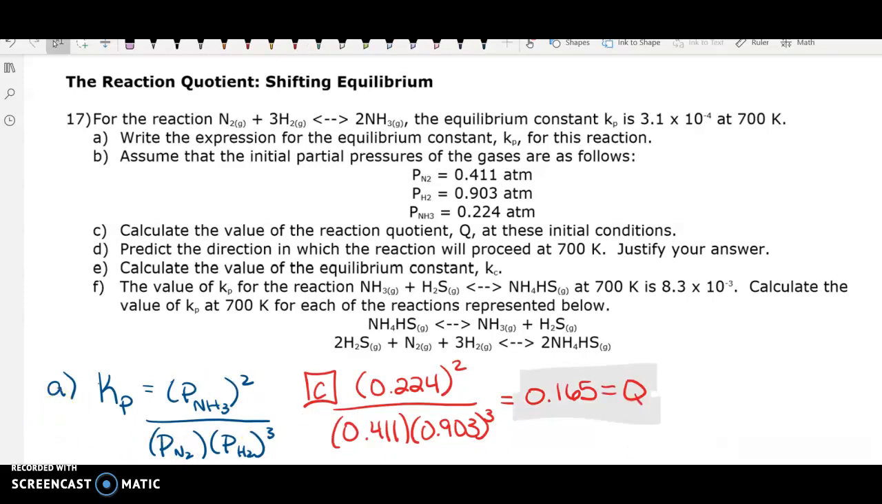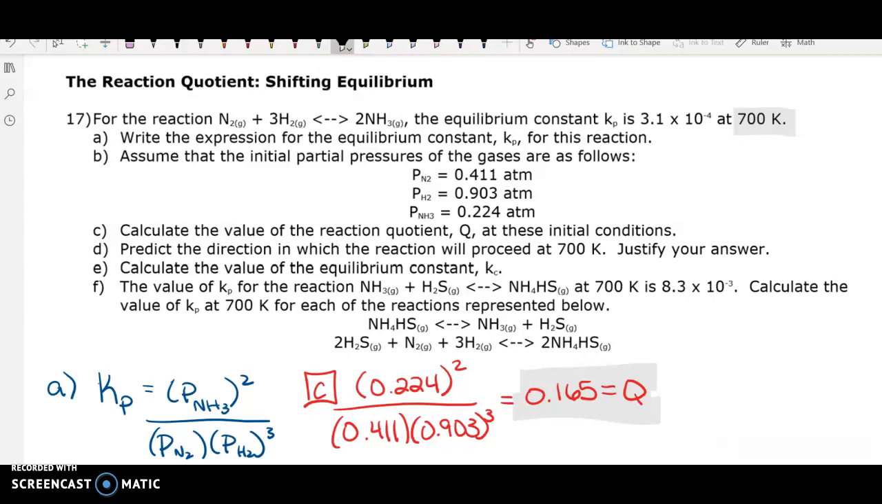The next question is asking us to predict the direction in which the reaction will proceed at 700 kelvins. The reason it says 700 kelvins is because that is the given temperature for the reaction that we have a pressure constant for. So because we have a Kp value and we have found a Q value of 0.165, we just need to compare those two values together.